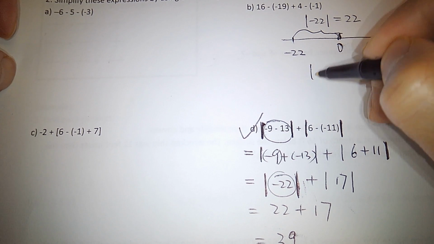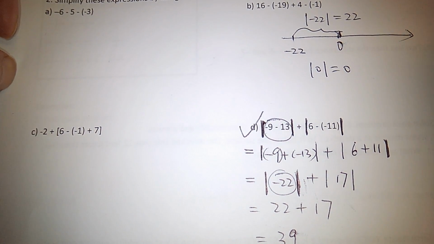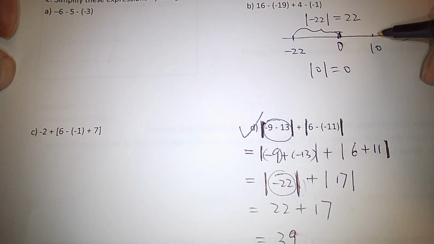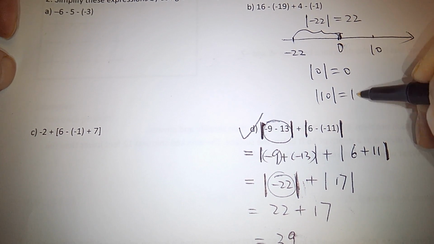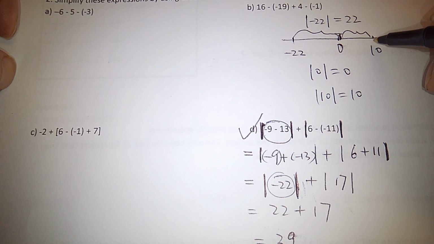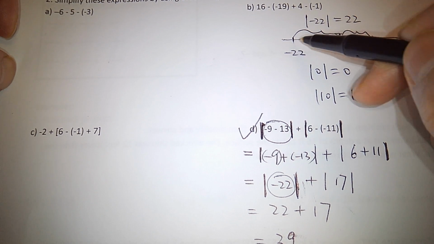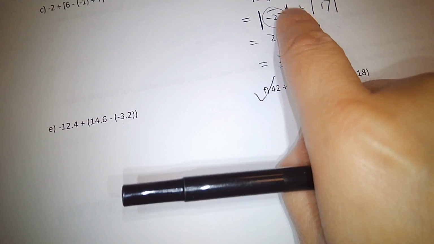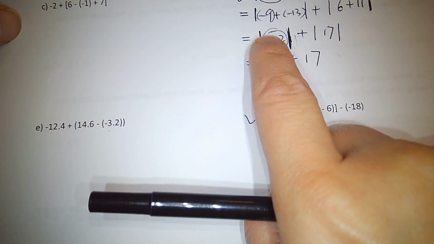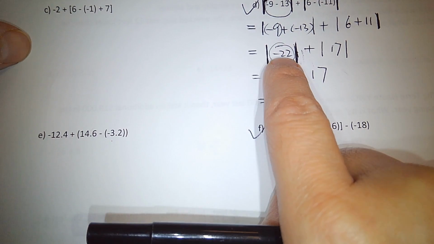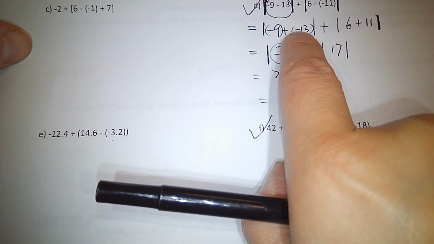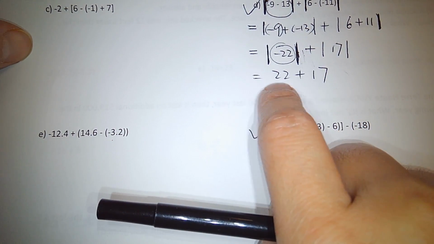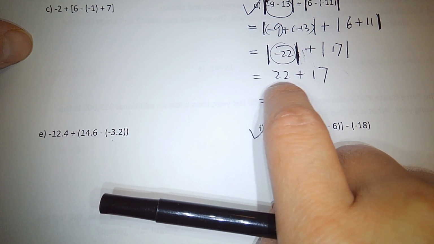What is the absolute value of 0? What's the distance between 0 and itself? 0, right? What is the absolute value of 10? 10, because the distance between 0 and 10 is 10. So absolute value gives us a distance. Distance is always positive or 0. So that's why the absolute value of negative 22 is positive 22. We still get negative 22 from the addition, but after the absolute value it gives us positive 22. So that's why the sign changed, okay?